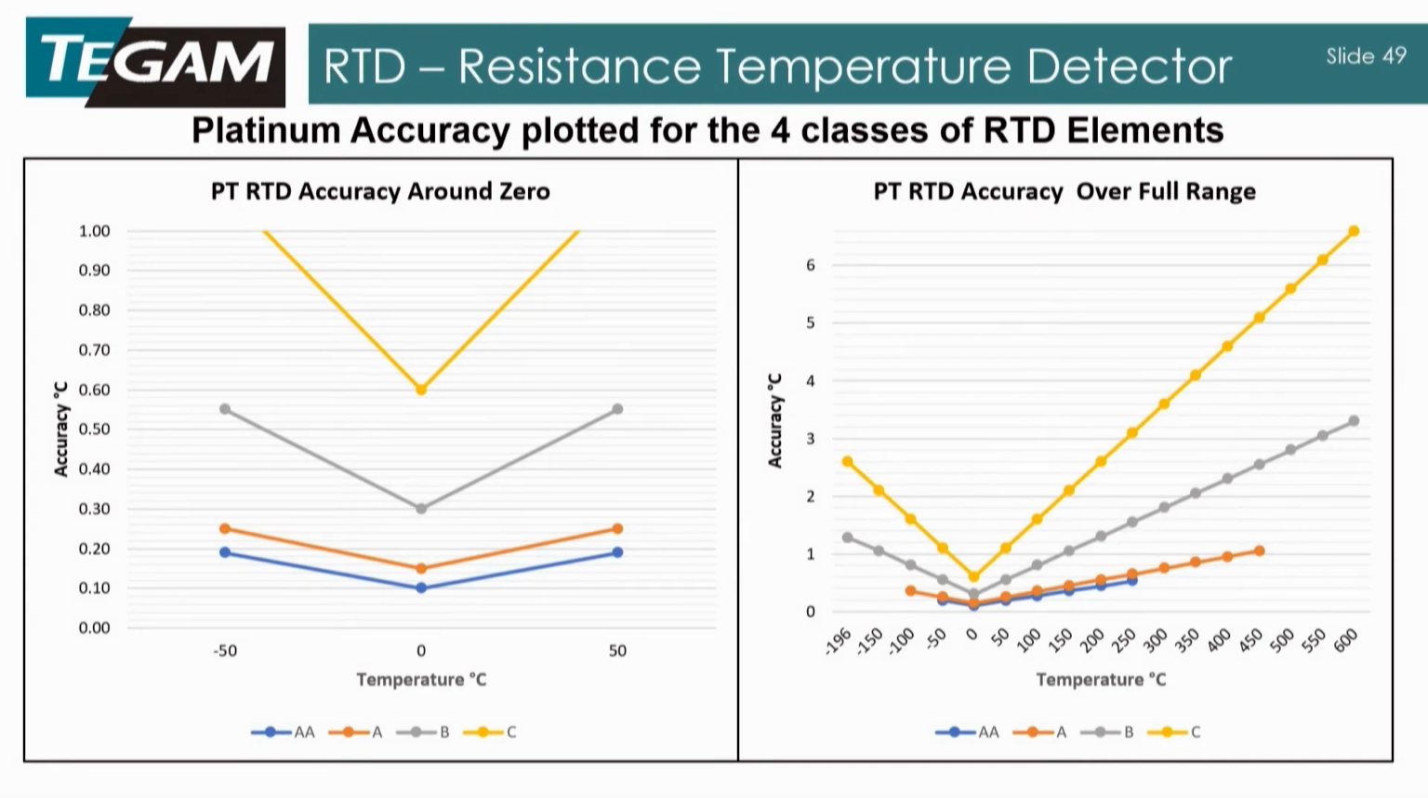Here's a graphical representation of that. And once again, as you can see, the more accurate, the purple and orange, are going to be your more accurate, and they don't go nearly as high in range. Your C is your least accurate. It goes the highest in range, but because of that slope there, you're going to sacrifice accuracy.